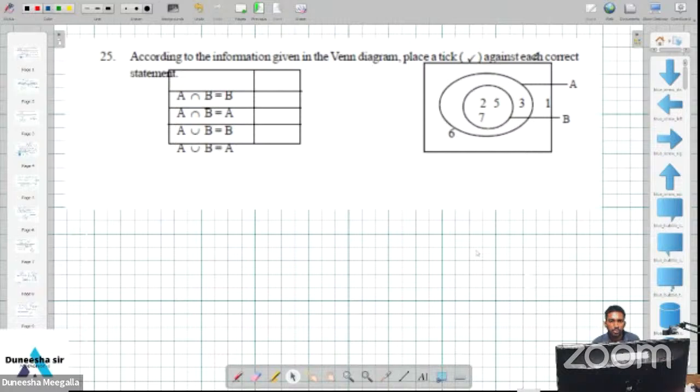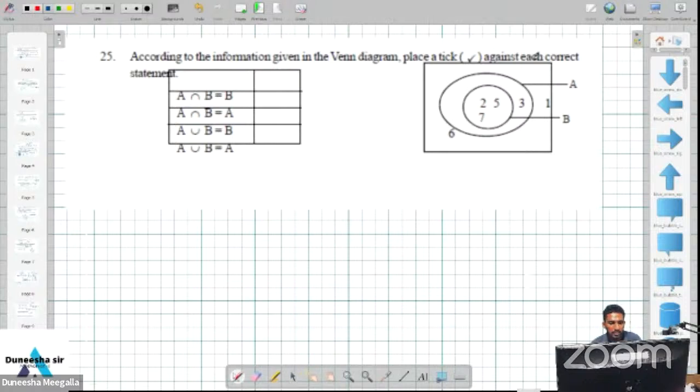Okay. 25. According to the information given in the Venn diagram, place a tick against each correct statement. Get the answers first.